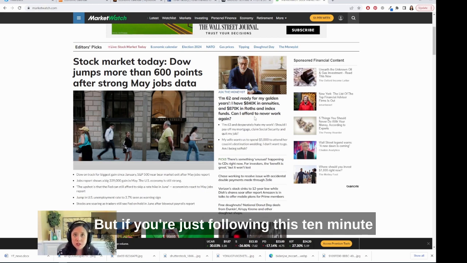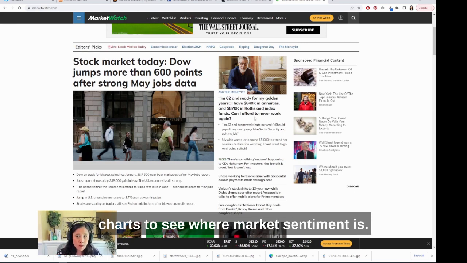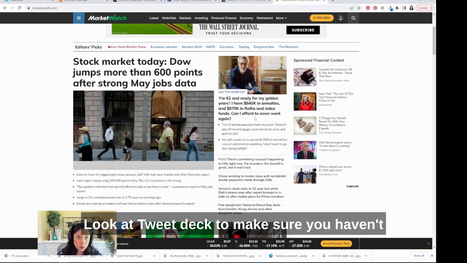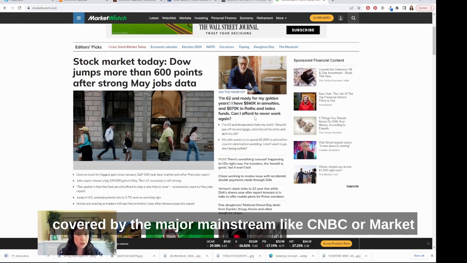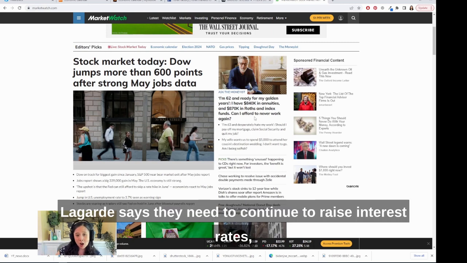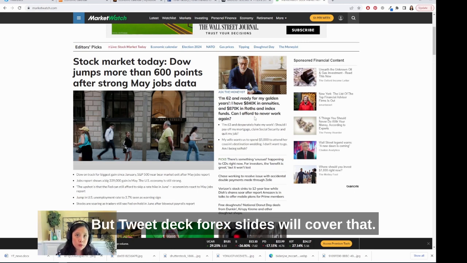But if you're just following this 10-minute routine, then scan the calendar, look at the charts to see where market sentiment is. Look at TweetDeck to make sure you haven't missed any breaking comments or news that won't be covered by the major mainstream. Like, CNBC or MarketWatch is not going to say Lagarde says they need to continue to raise interest rates, which could be the reason why the euro is stronger. But, TweetDeck, Forex Live will cover that.